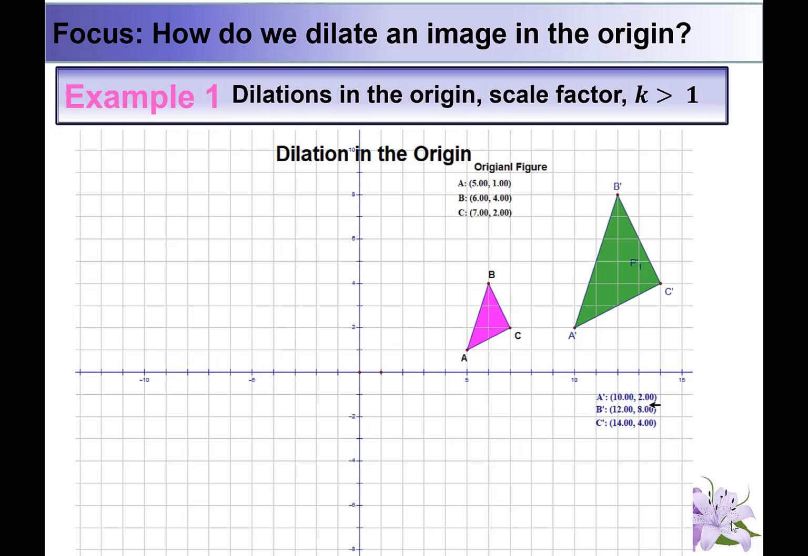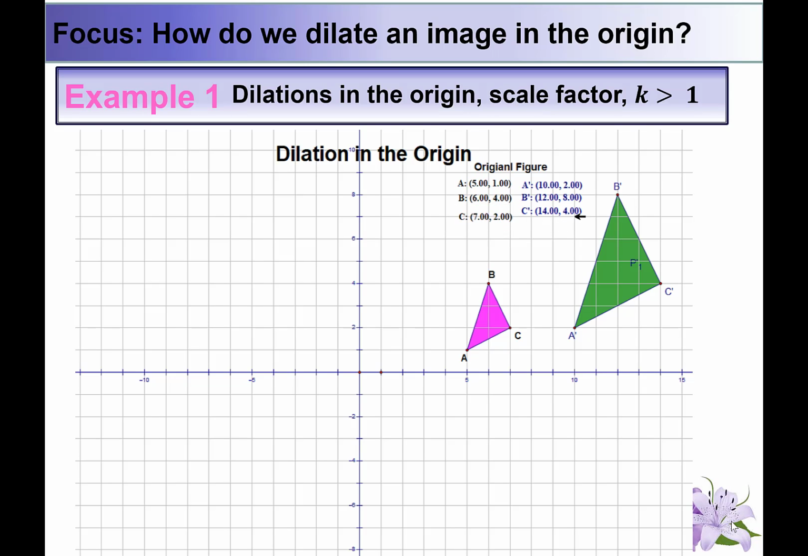So what we have to think about is, what is the scale factor? And how does it affect the coordinates? So if we were to compare them, let me move these coordinates up over here. How do we go from 5 to 10, or from 1 to 2? We can also look at the coordinates for B and B prime. B is at 6, 4. B prime is at 12, 8. C is at 7, 2. C prime is at 14, 4.